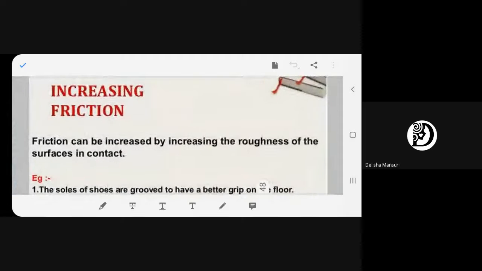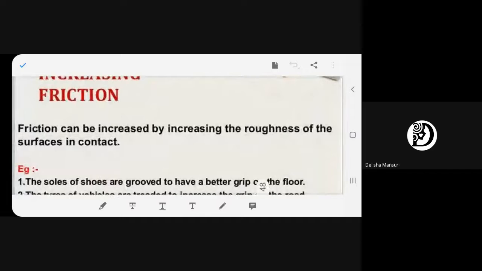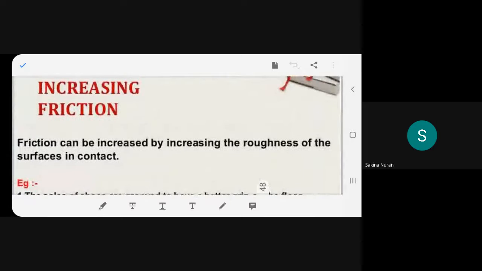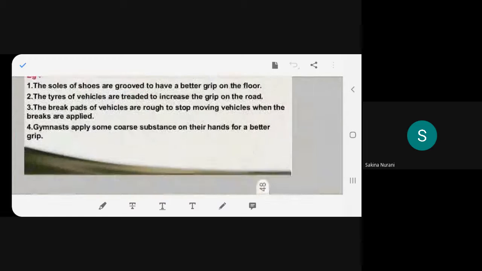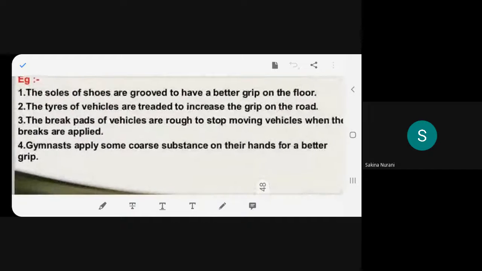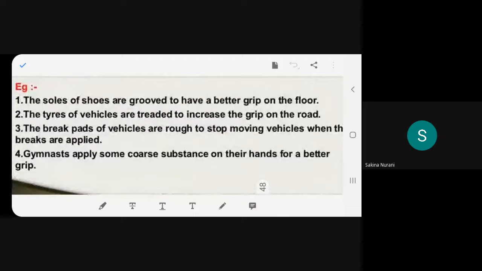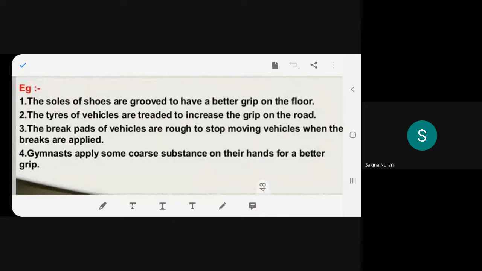How can we increase friction? Let's see. Increasing friction. Friction can be increased by increasing the roughness of the surface in contact. Example, the soles of shoes are grooved to have a better grip on the floor.